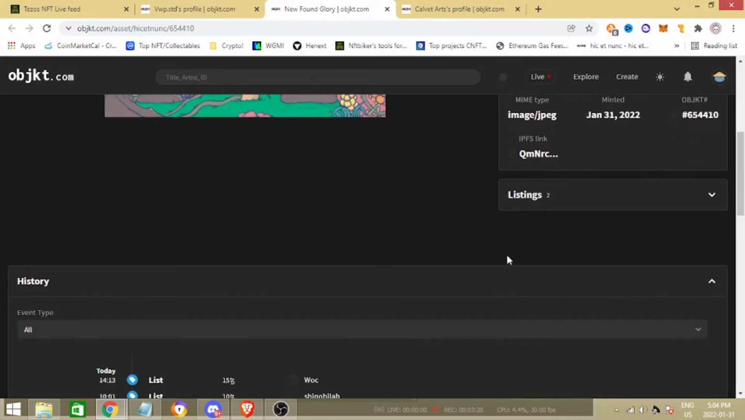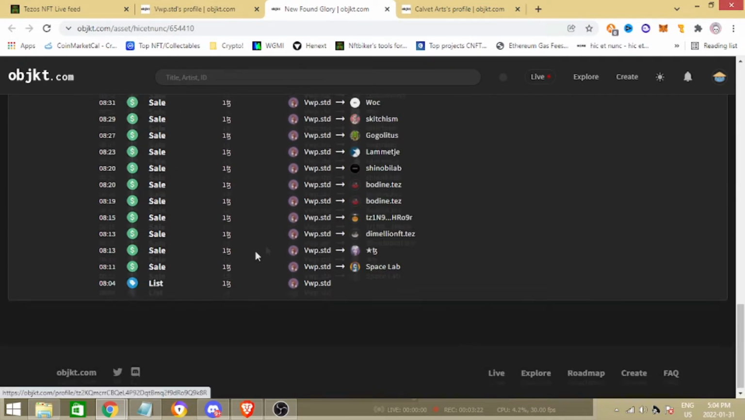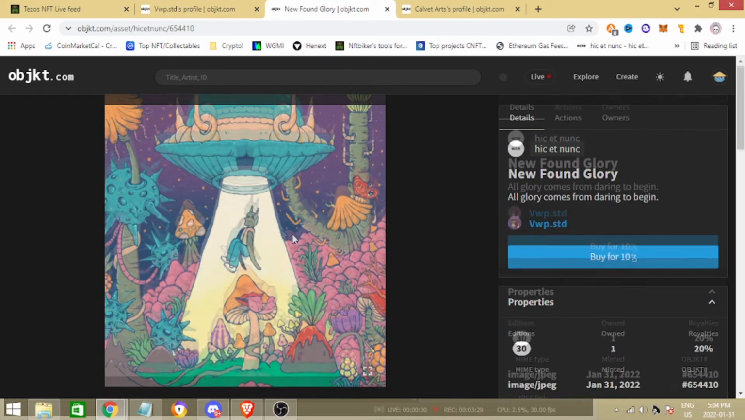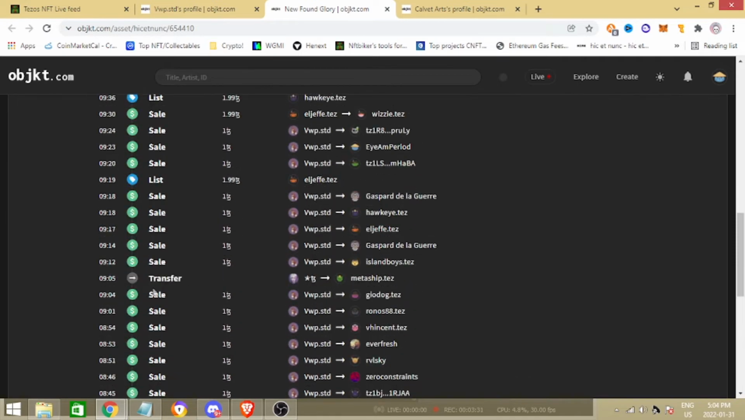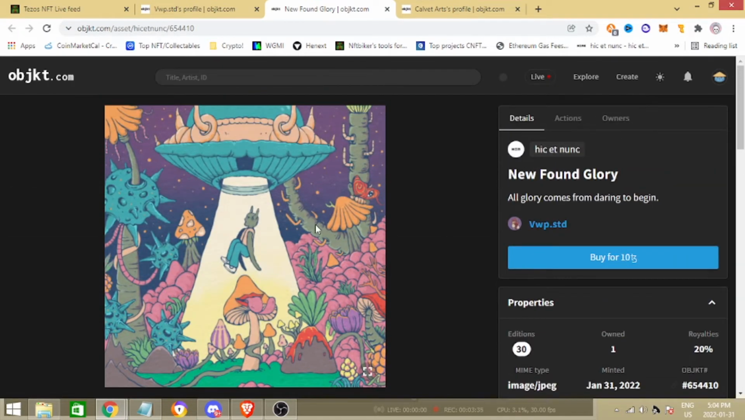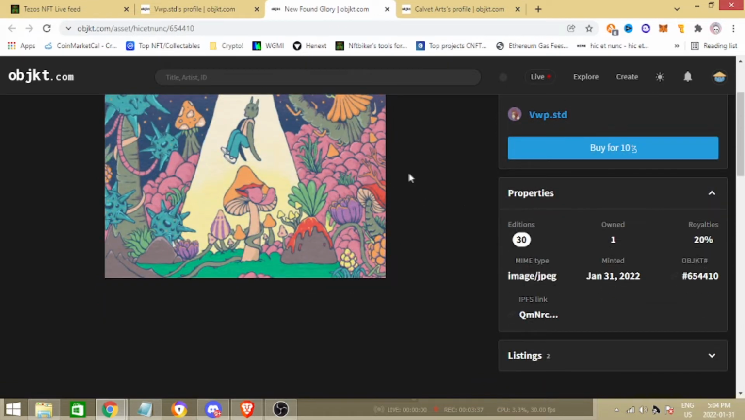So I bought one of these today. I happened to get it for 1 TEZ, and then they resold for about 2 TEZ within minutes after the last one was done, within like 15 minutes, which is really cool. So I decided, screw it, I will buy this.